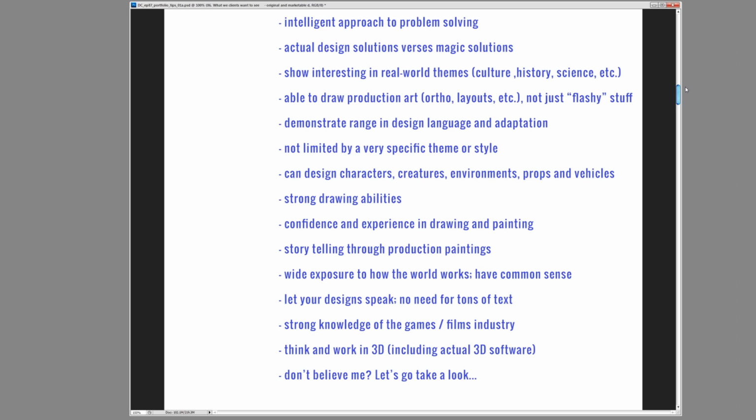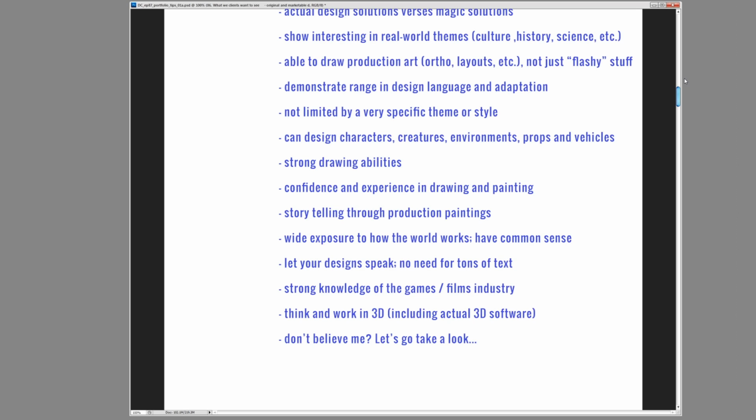Okay, next, you can design characters, creatures, environments, props, and vehicles. A concept designer's job, especially in a full-time position, tends to make you do everything. If you only want to do creatures, and if you only want to do characters, that's fine. But just like the styling thing, you're limiting yourself. And if you're going to do that, you better be one of the best at it. Because if we're looking for character guys, then we're going to go for the best. We're not going to go for the mediocre.